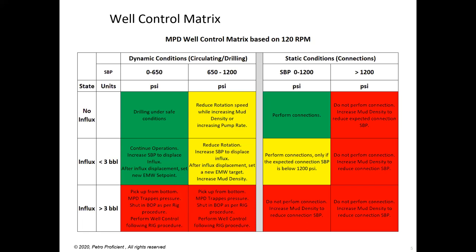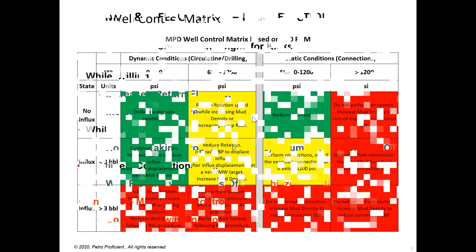This gives you an idea. This is just one example, and this example is based on 120 RPM rotating. At 120 RPM, we had this gentleman who was discussing RPM and the rig's capacity. So this is just to give you an idea that all these factors are taken into account, where you do it for different scenarios and you agree upon one condition.